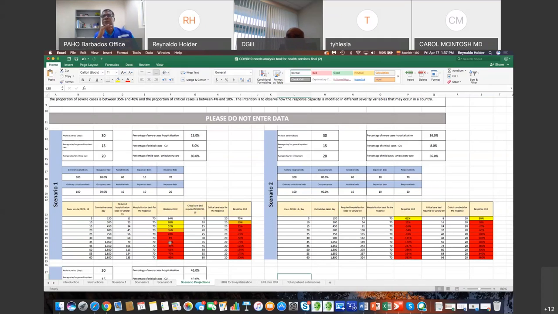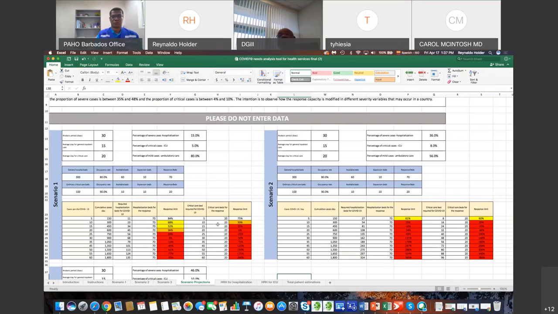25 patients put them in a red zone, and 30 or 31 patients per day would put them below the capacity and in danger of collapsing the bed capacity for the response.